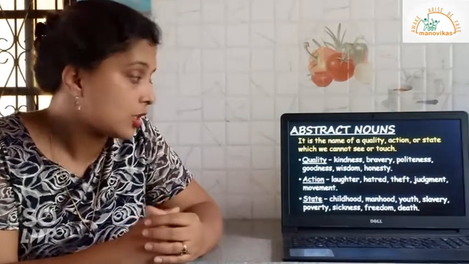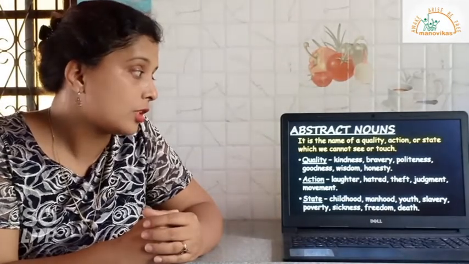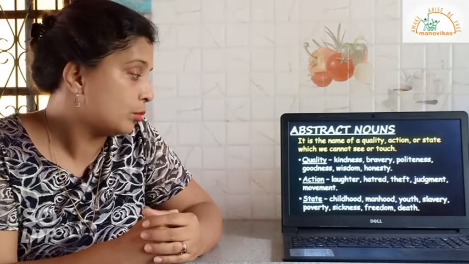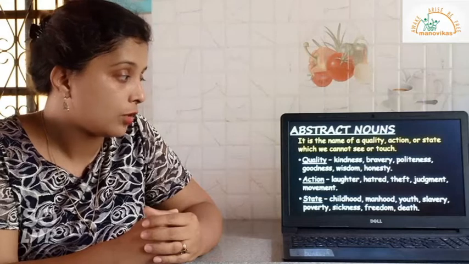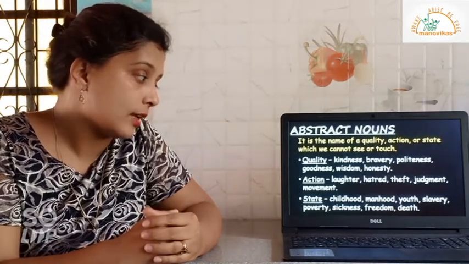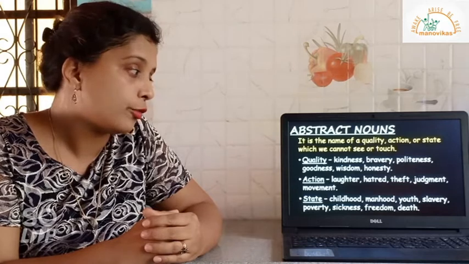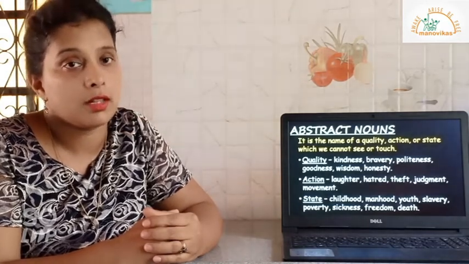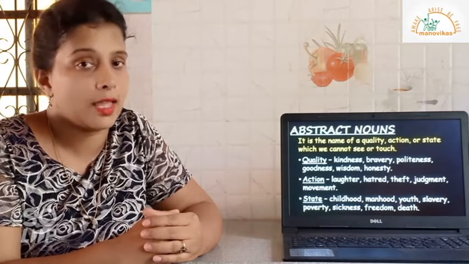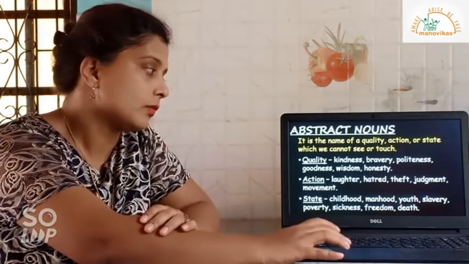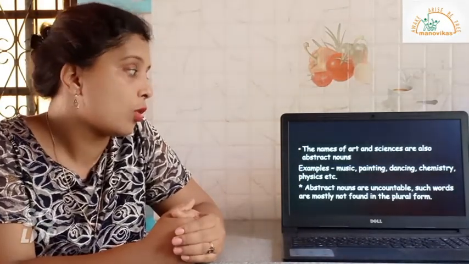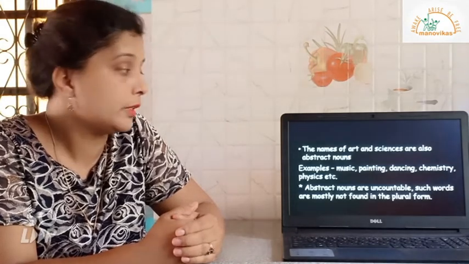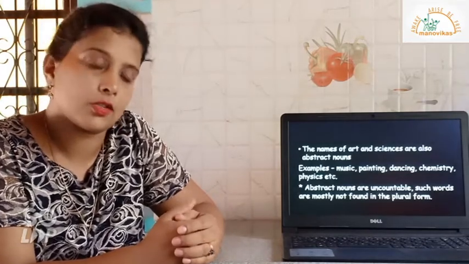So also actions like laughter, hatred, theft, judgment, movement, and states like childhood, manhood, youth, slavery, poverty, freedom, and death. These words are all abstract nouns. The names of art and sciences are also abstract nouns. For example, music, painting, dancing, chemistry, physics, etc.